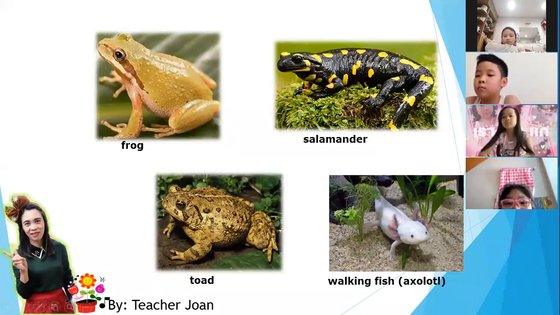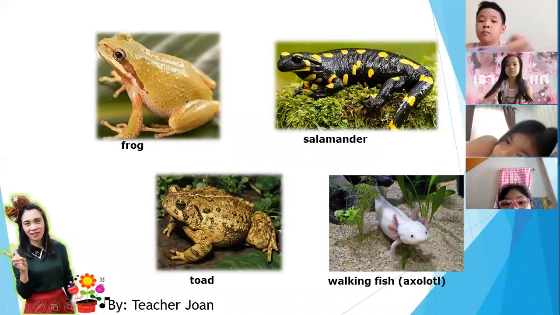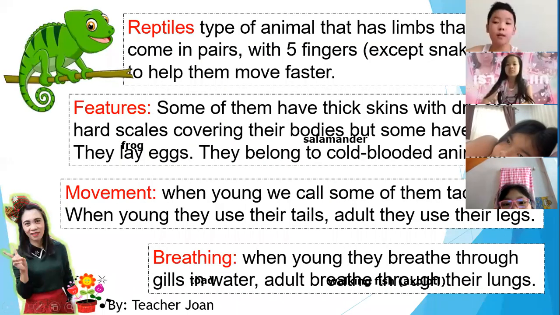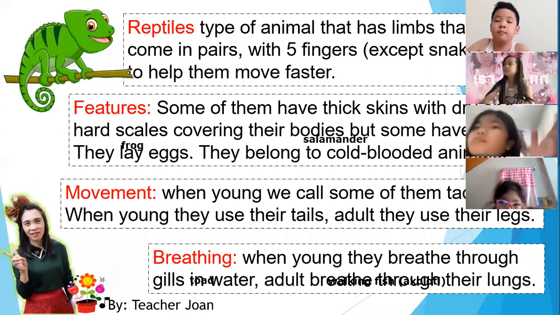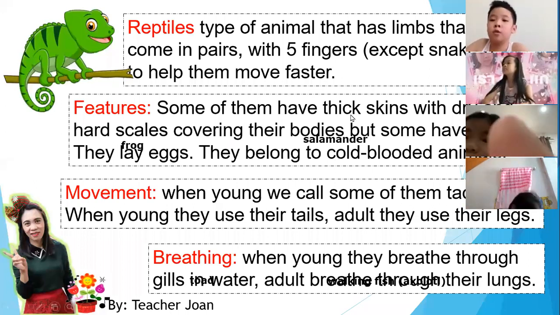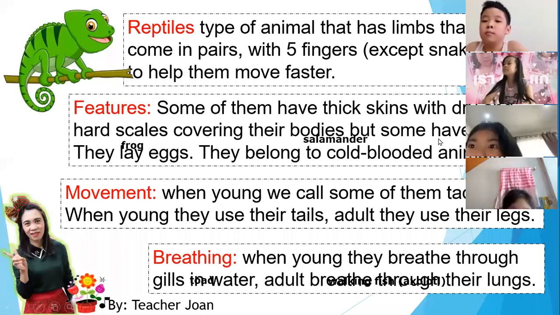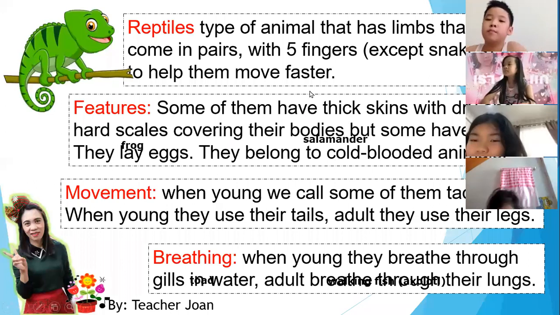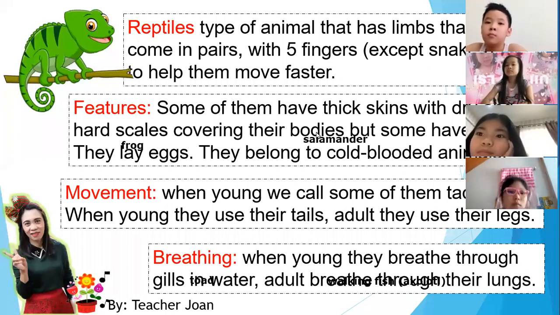Reptiles. Okay, this one is very easy, I think. Reptiles are a type of animal that has limbs that come in pairs with five fingers, except snakes. Snakes don't have legs, don't have fingers, okay? If they have five fingers, it's easy for them to move faster, okay? Wait, now I need to clear all my drawings first, okay?